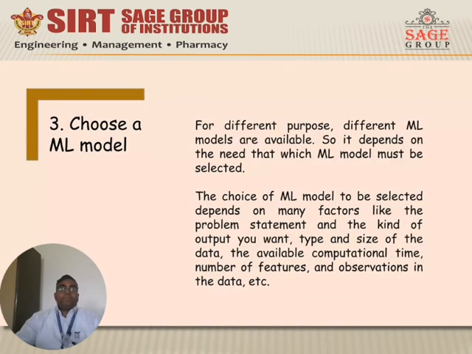The next step, once you have cleaned the data and identified which data you want to feed to the model, is to choose the machine learning model. There are multiple machine learning models available, for example decision tree, random forest, linear regression, CNN, ANN, convolutional neural network, etc. You have to choose according to your problem which is most suitable for that application. For different purposes, different models are available, so it depends upon the need which model you must select.